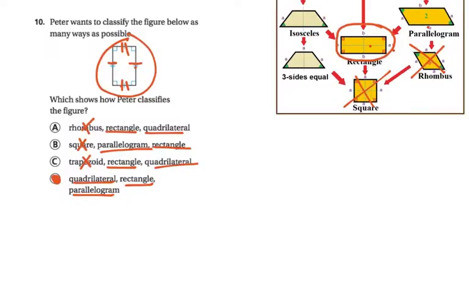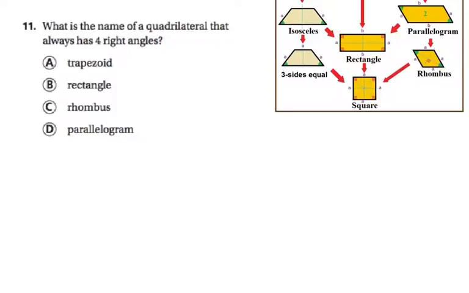Okay, let's go to the next problem. What is the name of a quadrilateral that always has 4 right angles? Now I'm looking at the picture. I see 4 right angles. There's 1, 2, 3, 4.